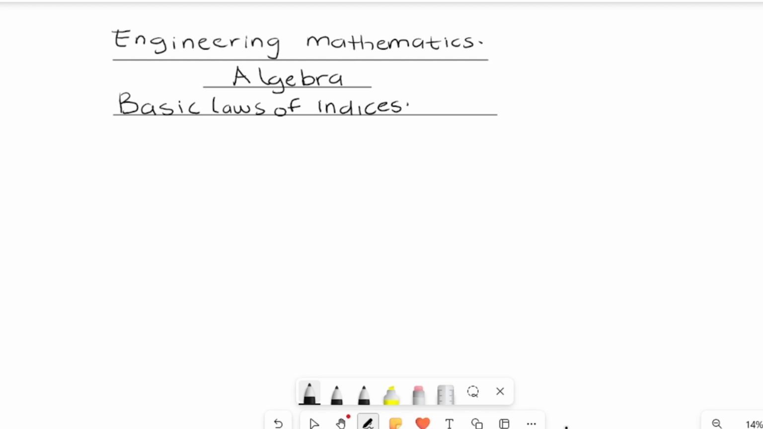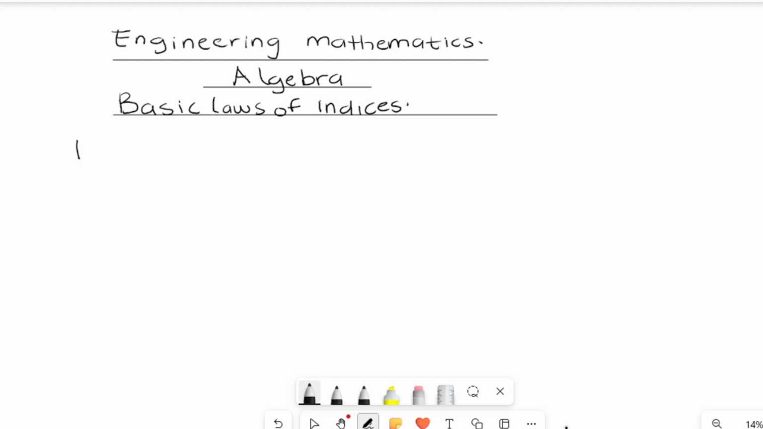Today we'll continue from part 2, basic laws of indices. In our previous video, I explained some terms that you need to know in order to understand indices. I defined index, I defined a base, and I also talked about the negative index and the fractional index. But today we'll be looking at the laws of indices. So let's start with the first one.